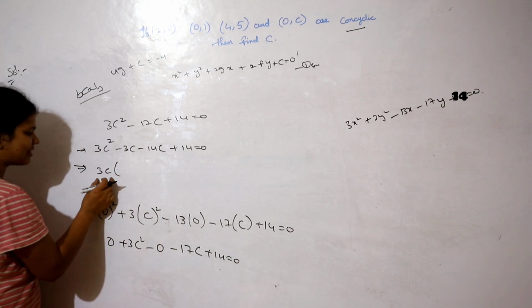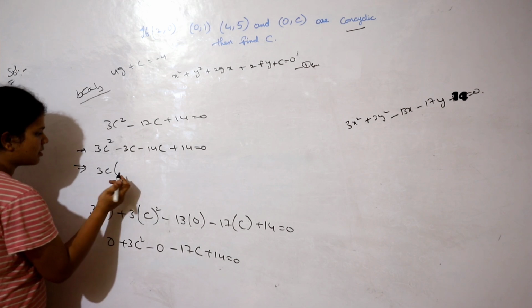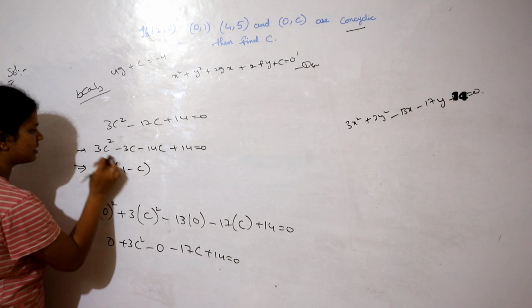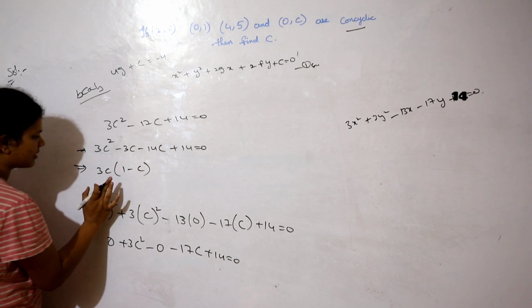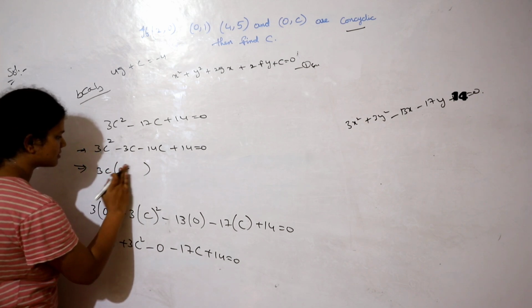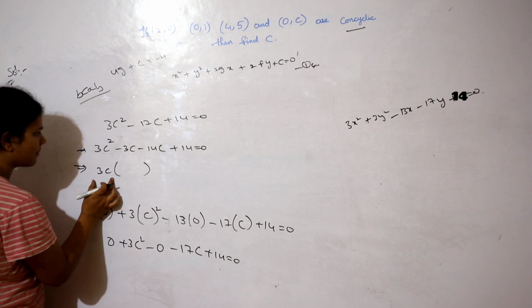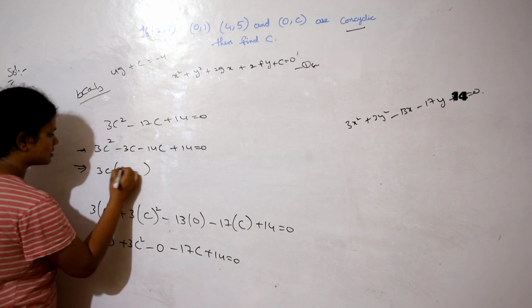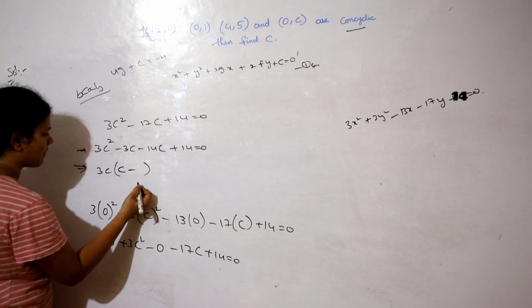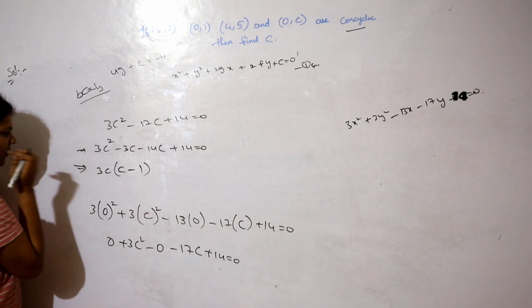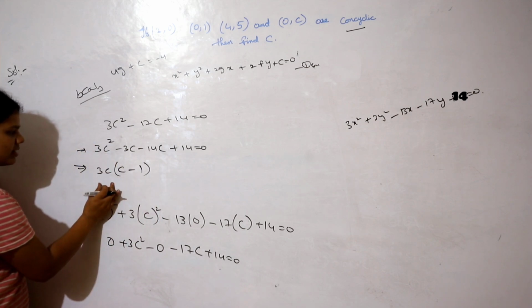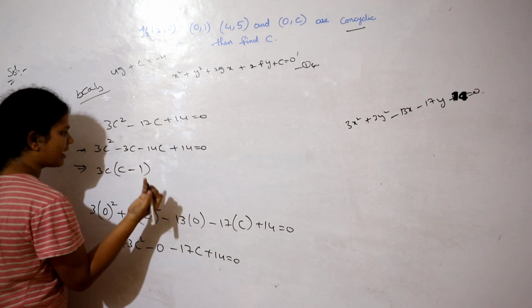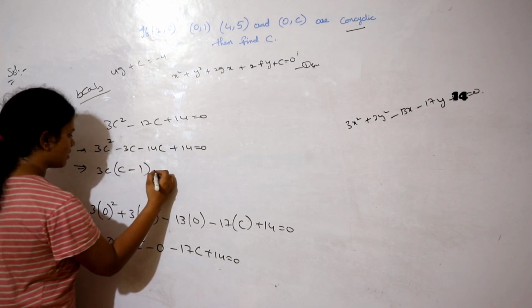Now coming back to here, 3c common, which leaves c minus 1. So 3c into c is 3c square, and 3c into minus 1 is minus 3c. Clear?